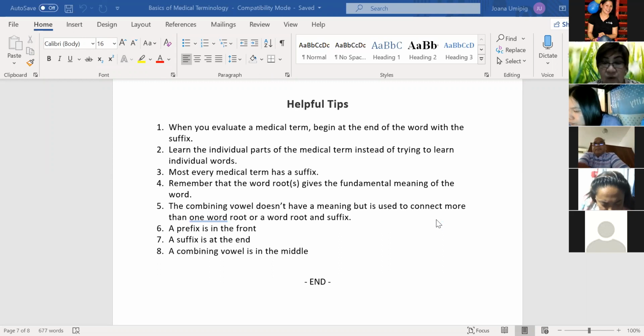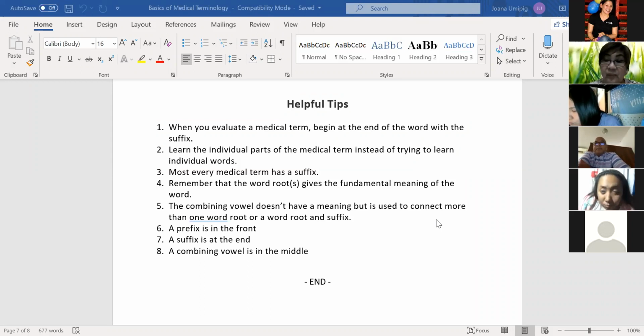Remember that the word root gives the fundamental meaning of the word. Without the word root, you cannot build or form a medical term. Kailangan talaga yung word root. Okay? So the combining vowel doesn't have a meaning, but it is used to connect more than one word root or a word root and a suffix.